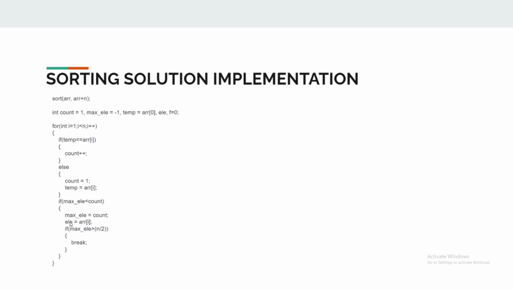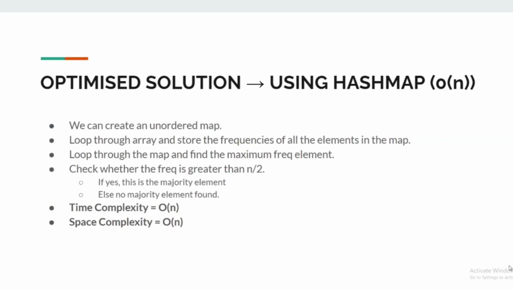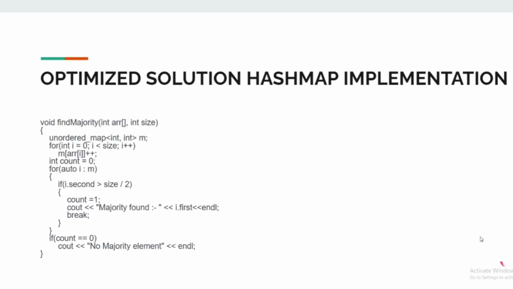So this is the optimized solution using sorting, with time complexity of O of n log n and space complexity of O of 1. Okay, so now let's look at the implementation using hash map.